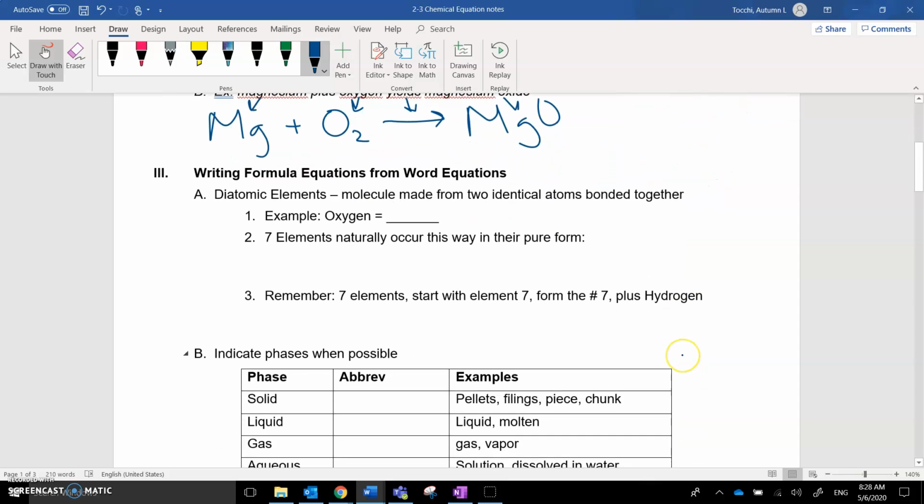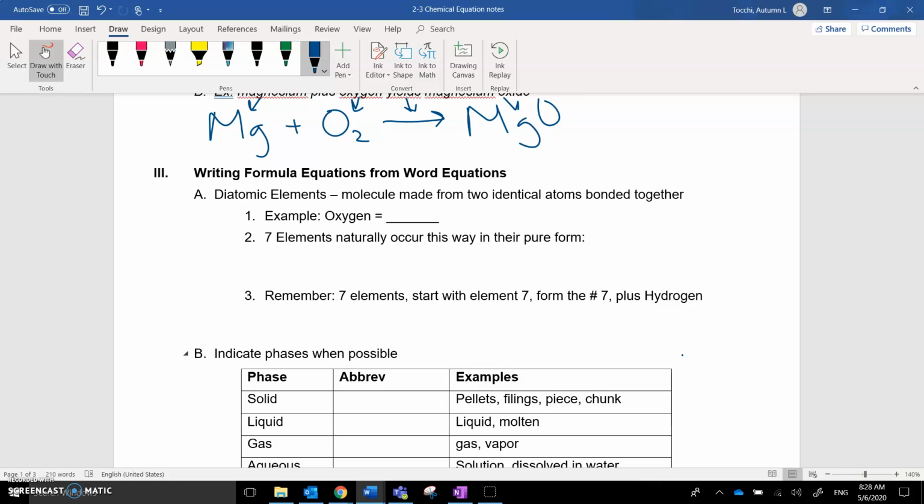So some things that we haven't talked about in class yet are called diatomic atoms. These are molecules made from two identical atoms bonded together. Di means two, atomic means atom. This is only when the atoms are by themselves, right? So this isn't necessarily true if I have it with something else.